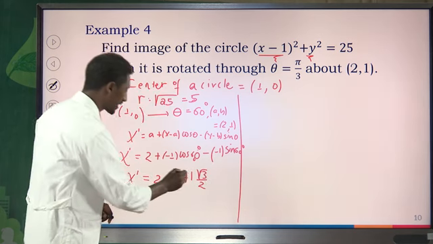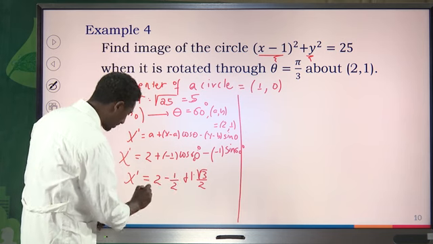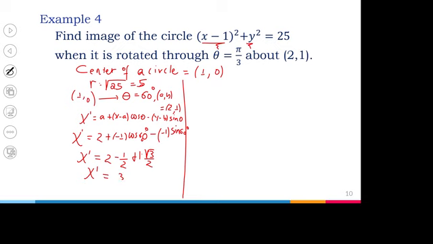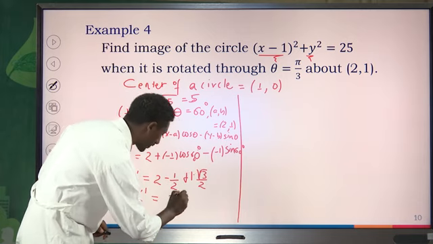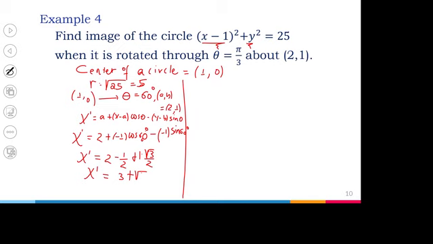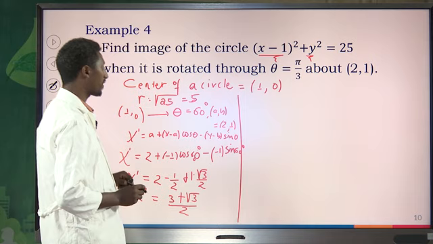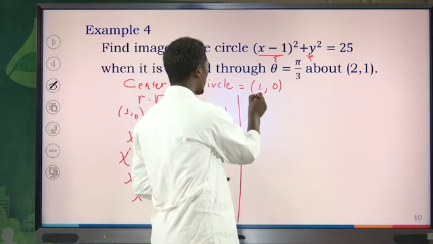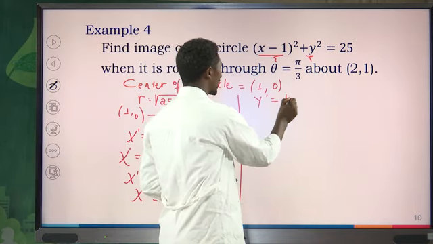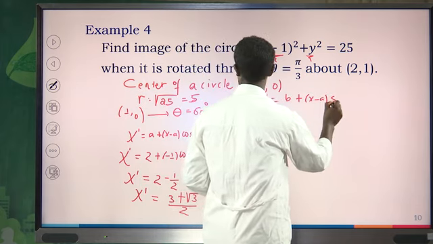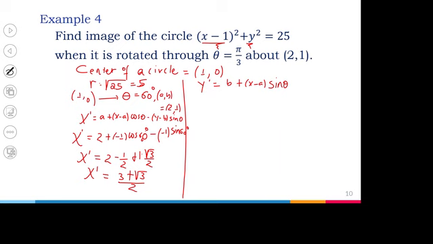Now we can simplify this. x prime equals 2 minus 1 over 2, which is 3 over 2. So 3 over 2 plus the square root of 3 over 2, that is (3 plus the square root of 3) over 2. That is x prime. Similarly, we'll find y prime now. y prime equals b plus (x minus a) sin theta plus (y minus b) cos theta.